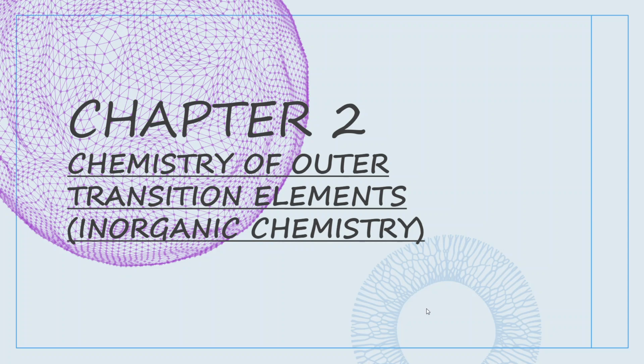This is Chapter 2, Chemistry of Outer Transition Elements, that is part of Inorganic Chemistry. We are studying the general features of the transition elements, and today we will study the alloy formation.